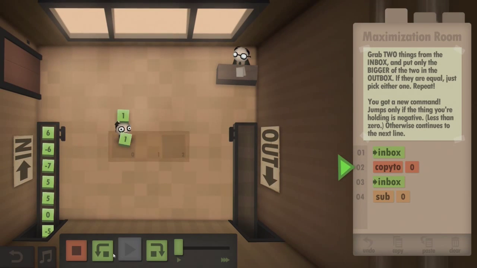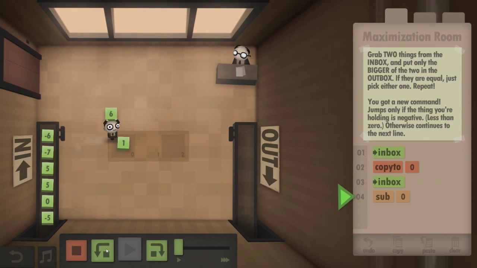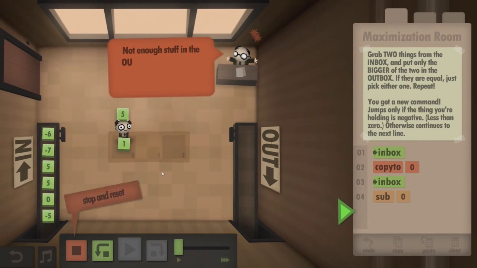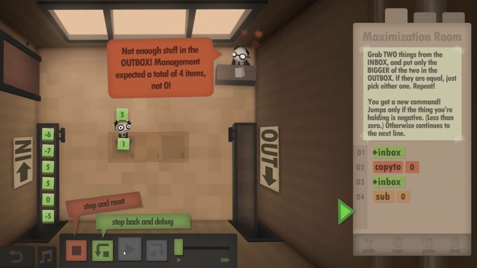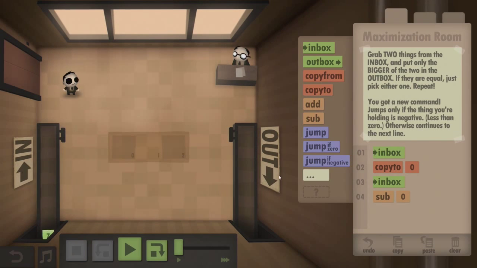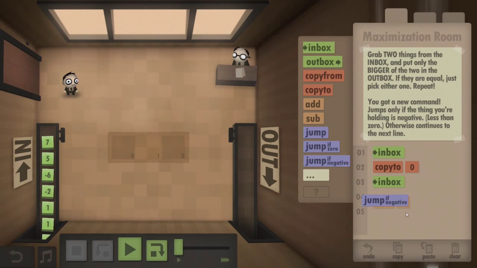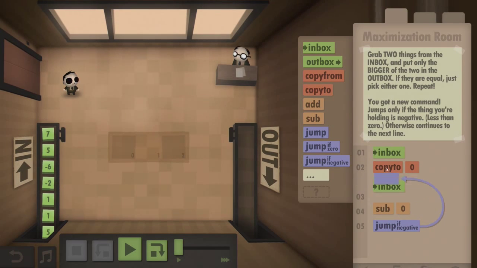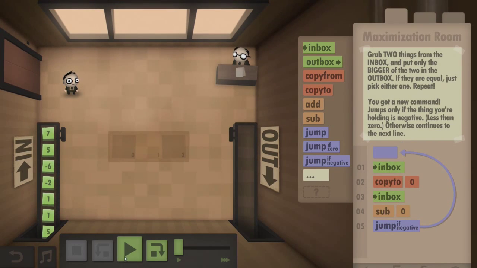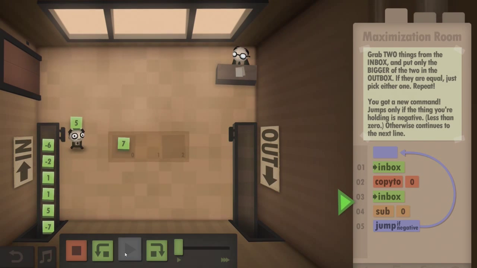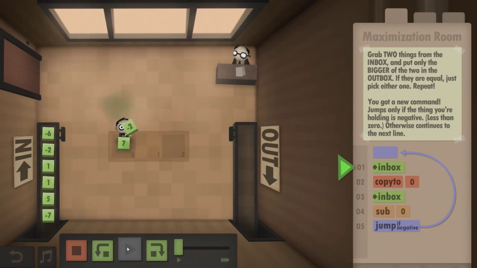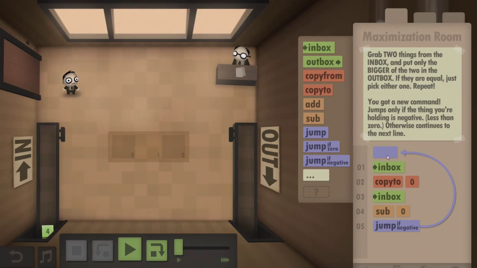So 1 and 6. That'll be a minus. That means it's not sub-zero. Jump if negative. Back. No. What am I doing?